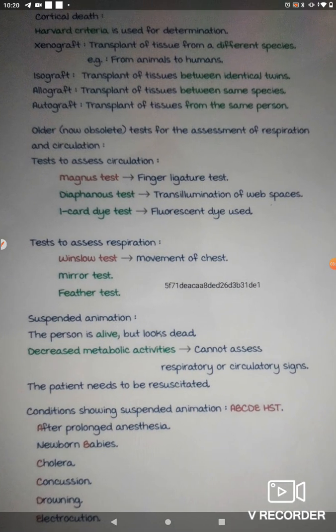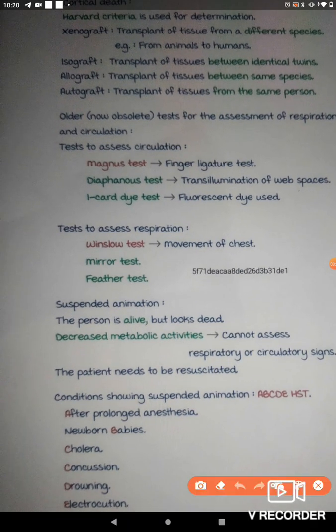For brainstem death, what is used? For brainstem death, the Minnesota criteria. And for cortical death, for the cortex death, the Harvard criteria is used. So Minnesota criteria for brain death and Harvard criteria for cortical death.